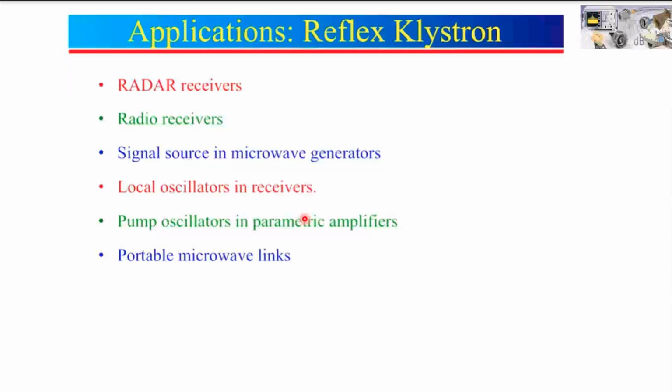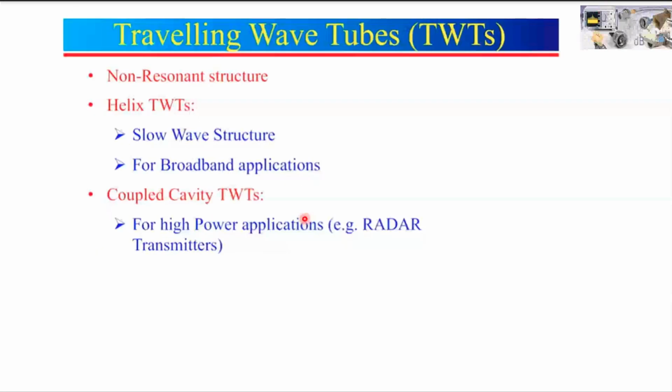So this was all about two cavity klystron, multi-cavity klystron and reflex klystron. Another structure which we are going to study in today's class is traveling wave tubes. We have seen already in the starting what these are. So we'll be studying the microwave tube which is the traveling wave tube.